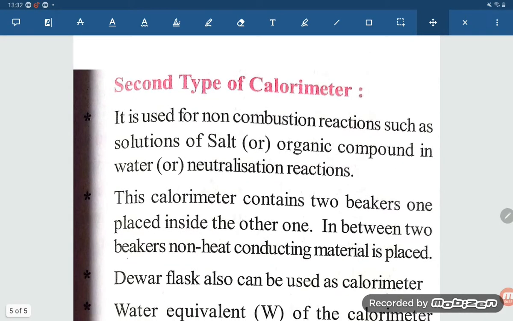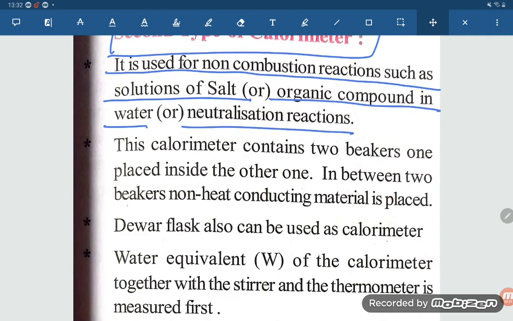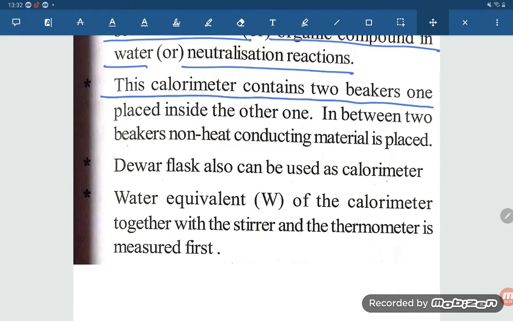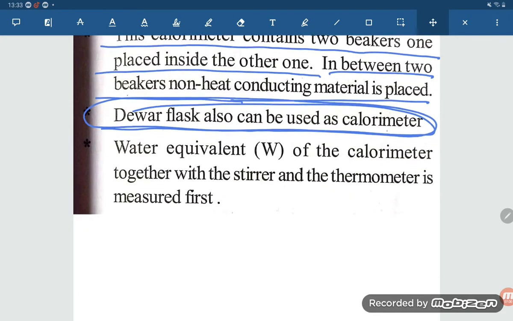After the bomb calorimeter, there is another type of calorimeter also being used, students, which is used for the neutralization reaction. It is used for non-combustion reactions such as dissolution of salts and organic compounds in water, and neutralization reaction. This calorimeter contains two beakers, one placed inside the other. In between the two beakers, non-heat conducting material is placed. A Dewar flask can also be used in the calorimeter.